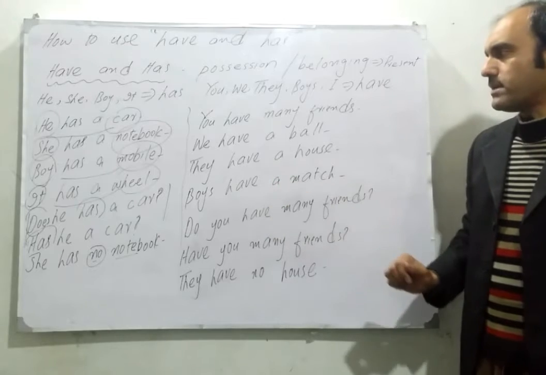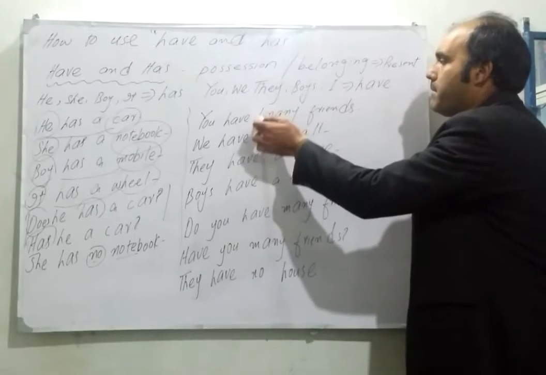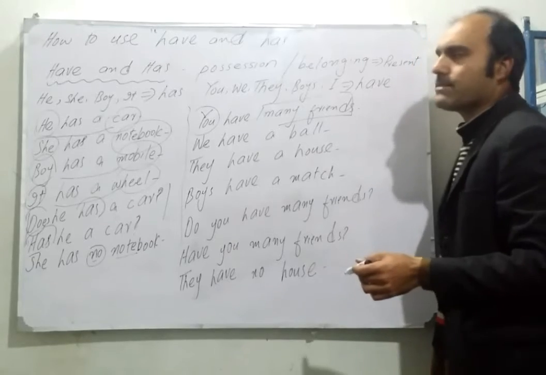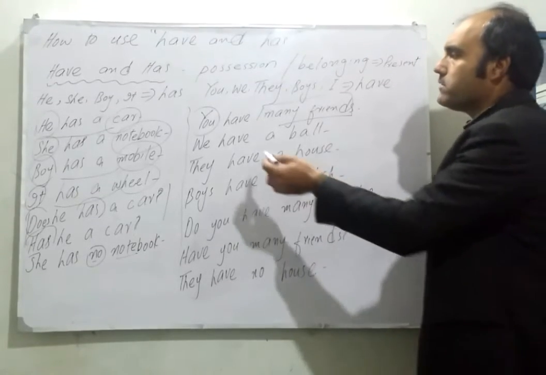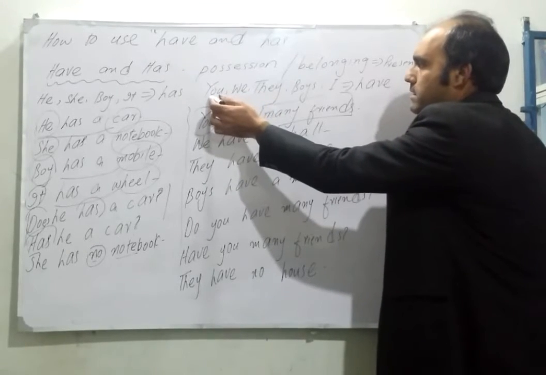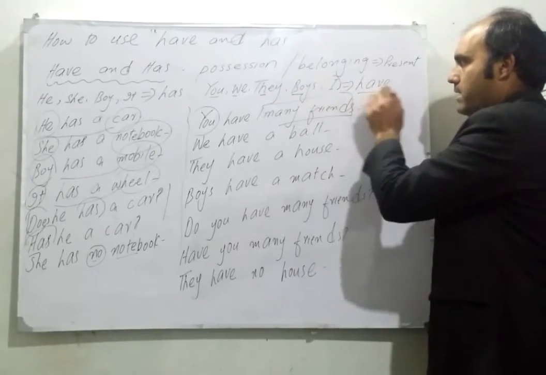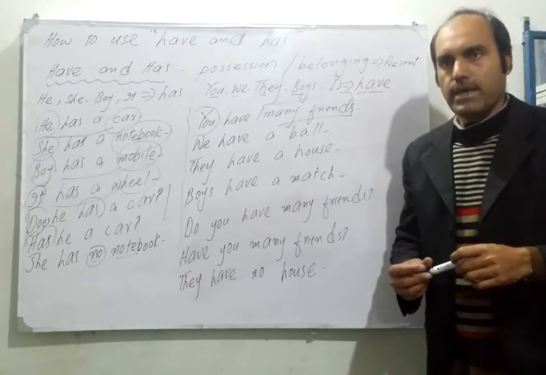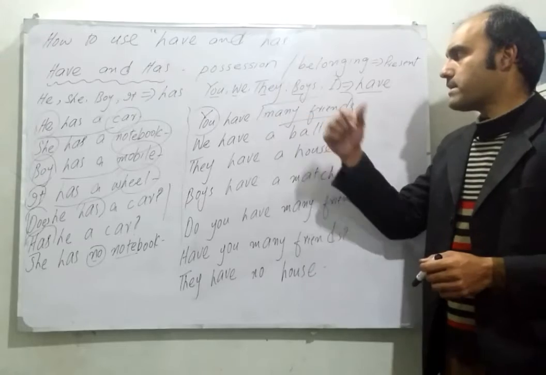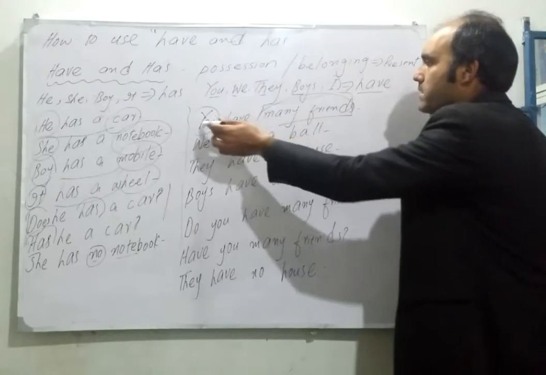Boy has a match. In these four examples, you can see in the first sentence, many friends belong to you in the present time. For you, as you can see here on the top, we can use you, we, they, plural nouns, and also I. With all these we can use have. So here with you I have used have, and then I've written many friends. So this sentence shows us that many friends belong to this you.